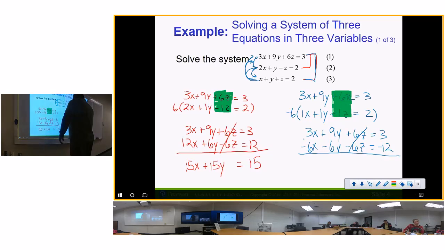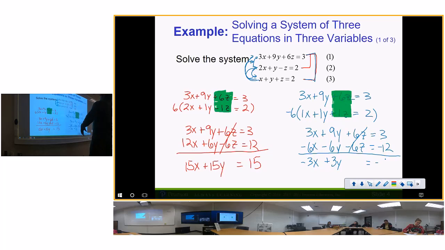So, 3 minus 6 is negative 3x. 9 minus 6 is positive 3y. Right? Yeah. And 3 minus 12 is what? Negative 9. Now you need to write those two down because I'm going to another screen here in just a second.